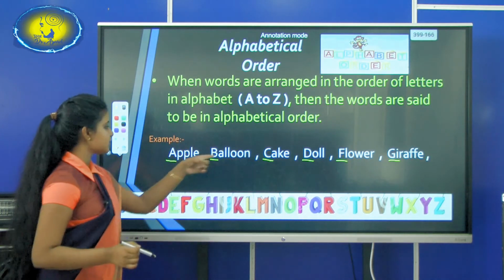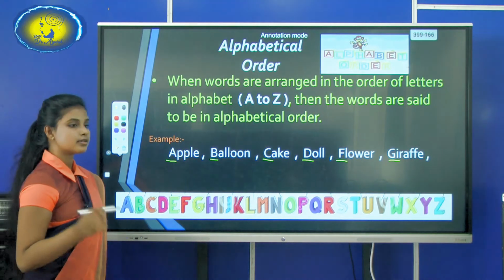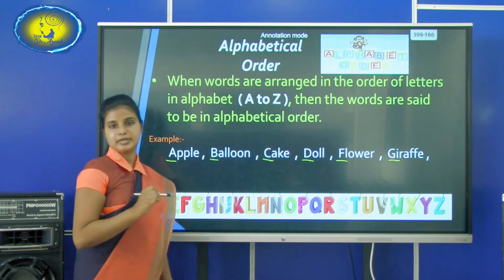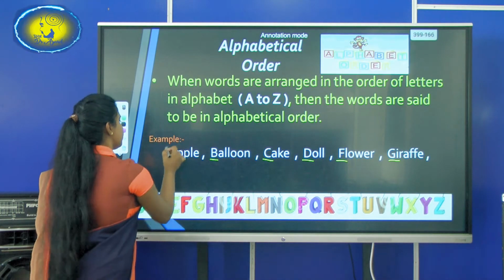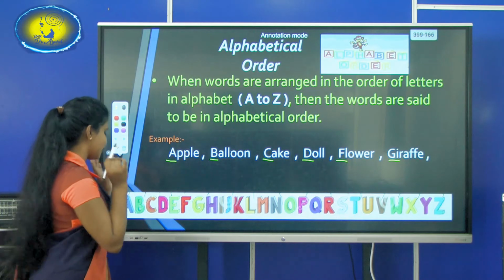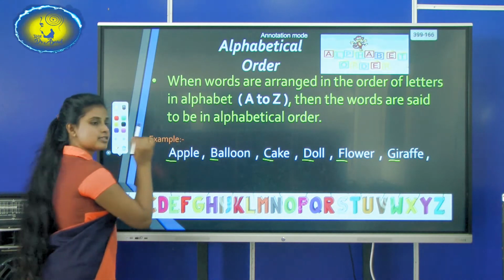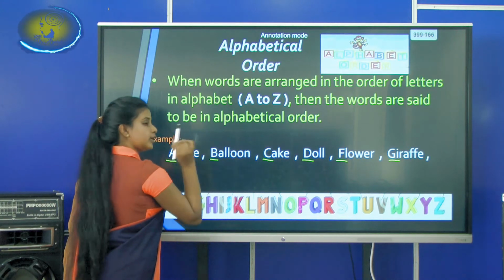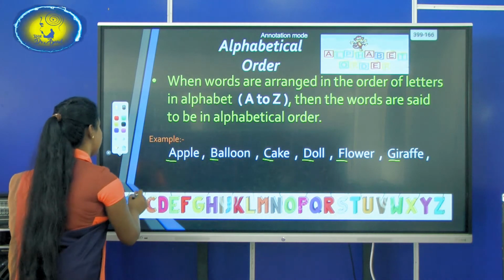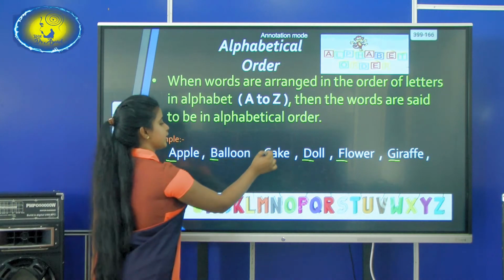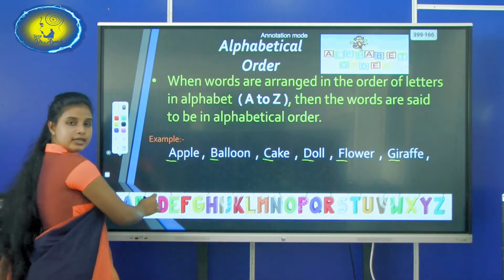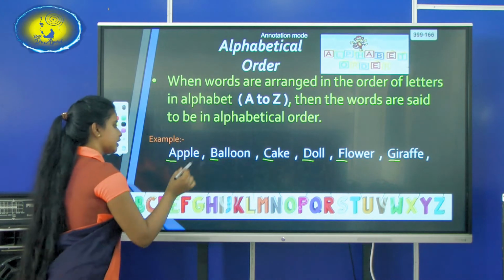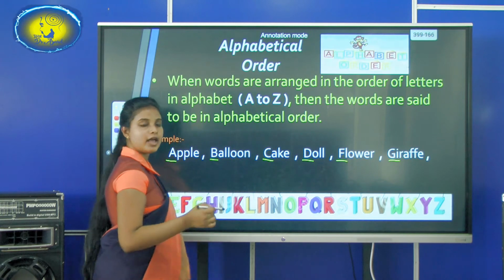So children, from this example, I think it is clear to you all that these words are in the order of the alphabet. Isn't it, children? Apple begins with A. That is the first letter of our alphabet. Balloon begins with B. That is the second letter in our alphabet. Cake begins with C. It is the third letter. Doll begins with D, that is the fourth letter in our alphabet.